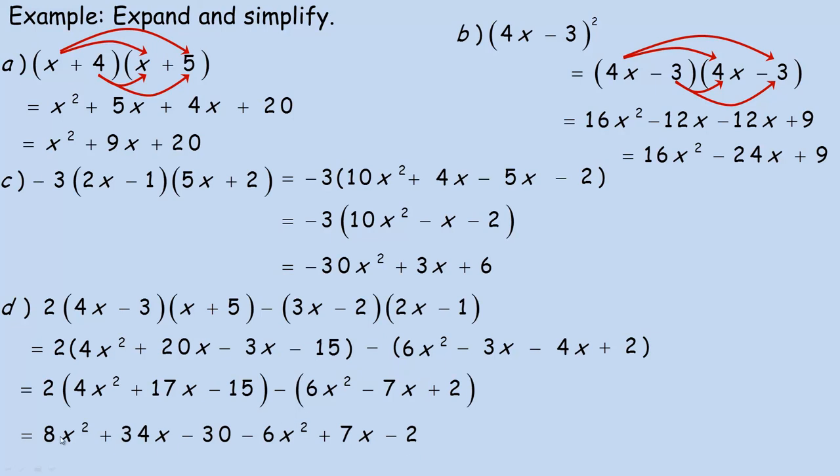So collecting like terms, 8x squared minus 6x squared is 2x squared. And then 34x plus 7x is 41x. And negative 30 minus 2 is minus 32. And that's the end of the tutorial.